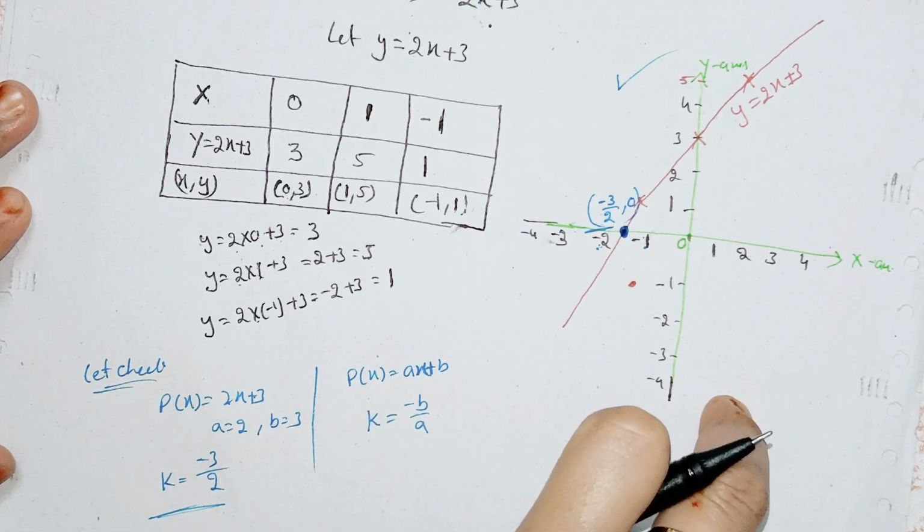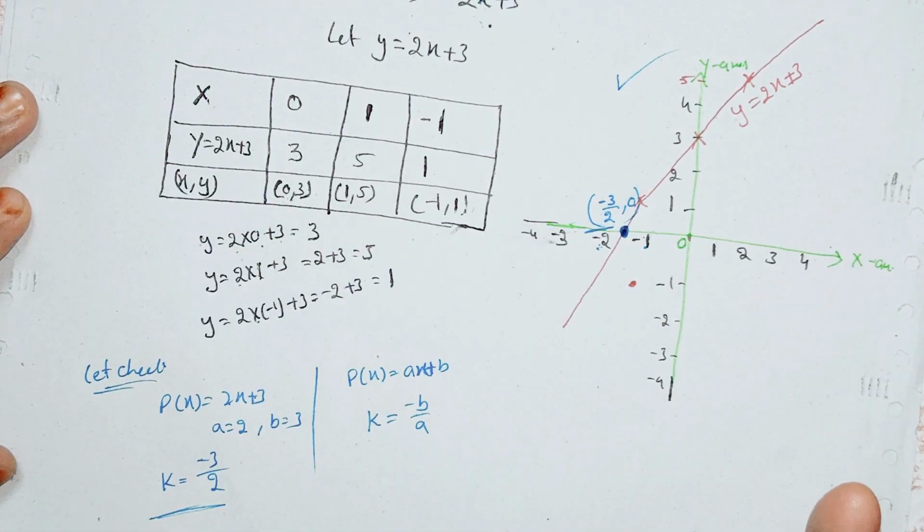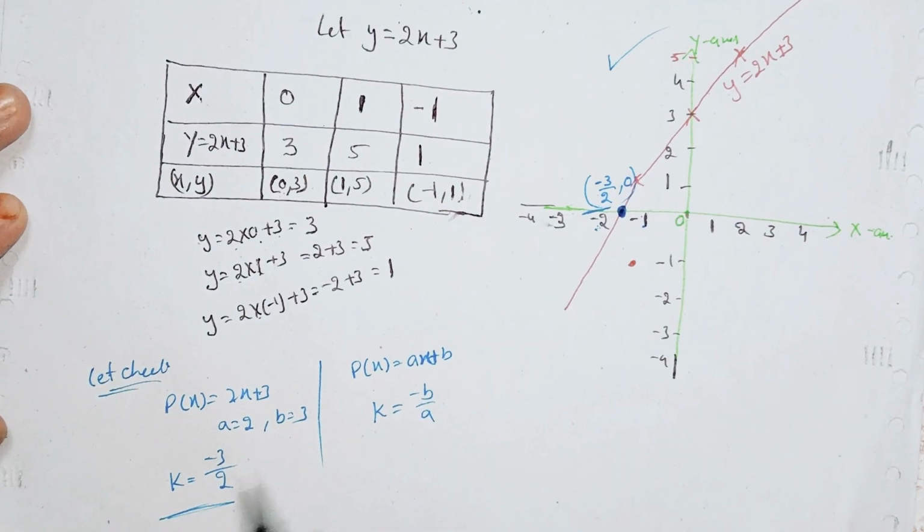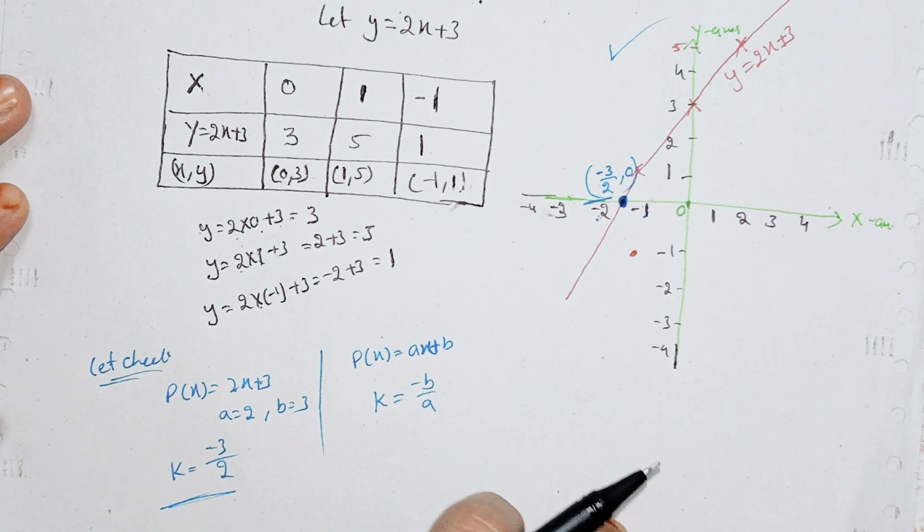Now it's clear, guys. In this way you may cross check whether your graph is correct or not. So the zero of this linear polynomial is minus 3 by 2. As I said, the degree of a linear polynomial is 1, that's why I got 1 zero, which is minus 3 by 2. And I also said that sometimes you will see no zeros.